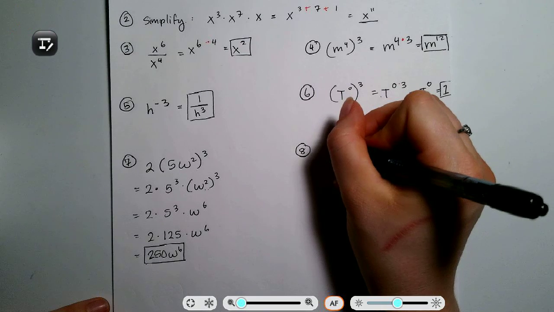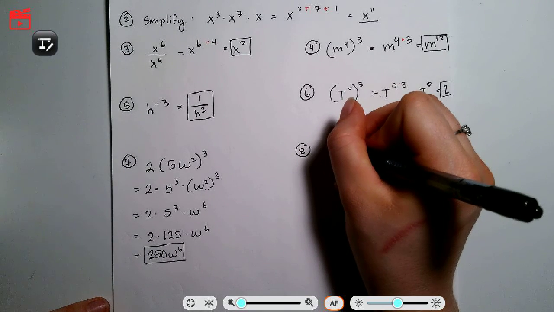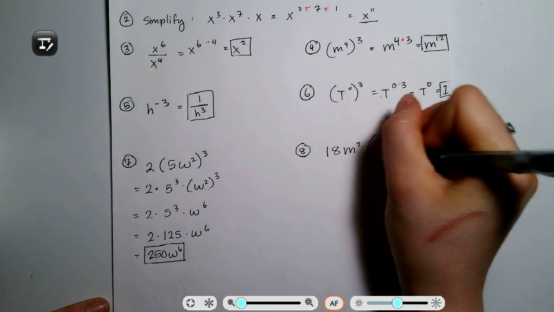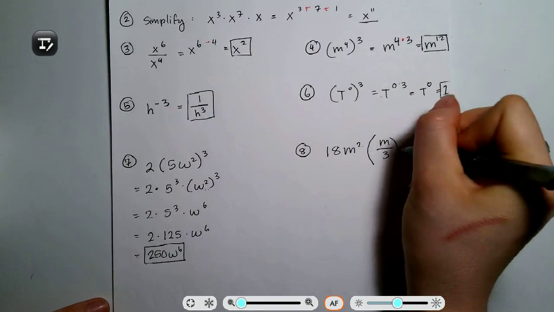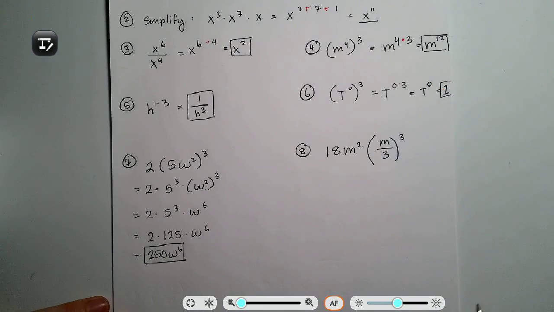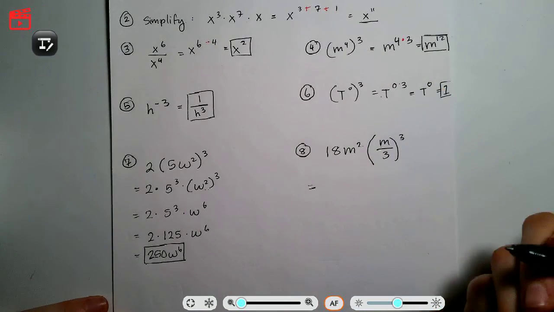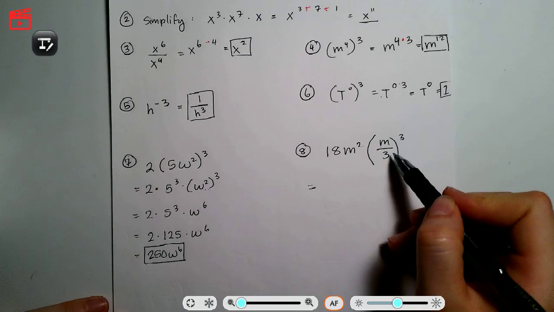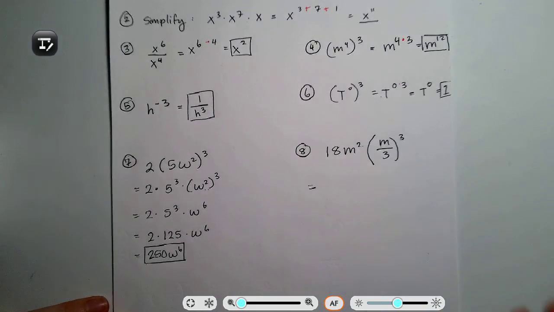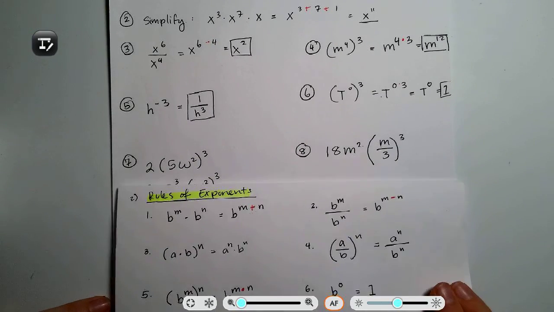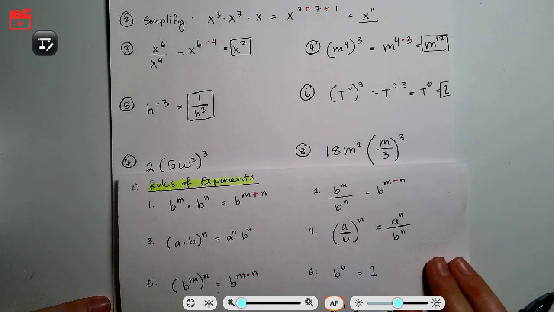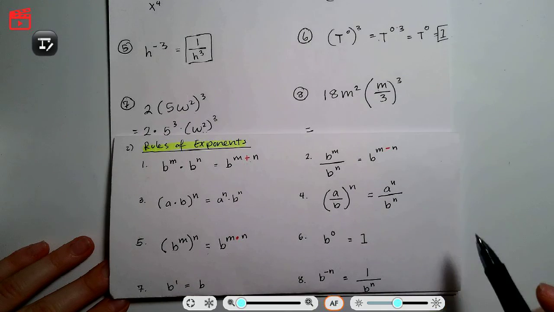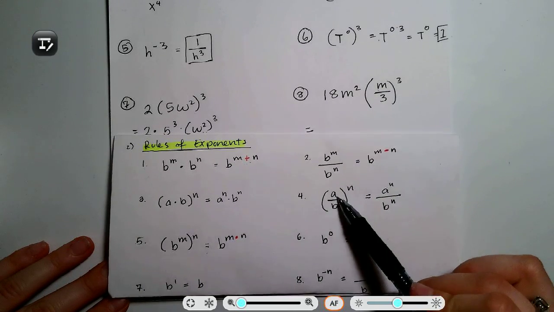So we have 18 m squared times m divided by 3 to the 3rd power. Ooh, more going on. Let's see. I always like to get rid of the parentheses first if I can. So can I simplify anything inside the parentheses? M divided by 3? No, I can't simplify it. So let's look at our rules of exponents. What can we do with those parentheses? Well, let's see. The m over 3 to a power looks a lot like number 4.